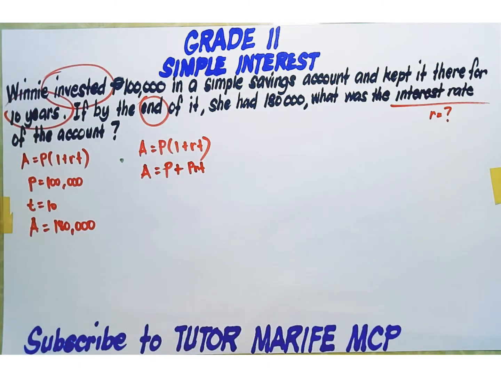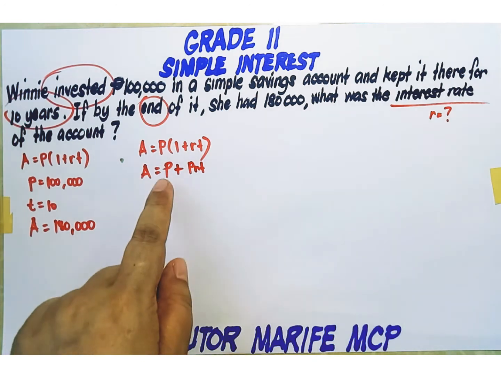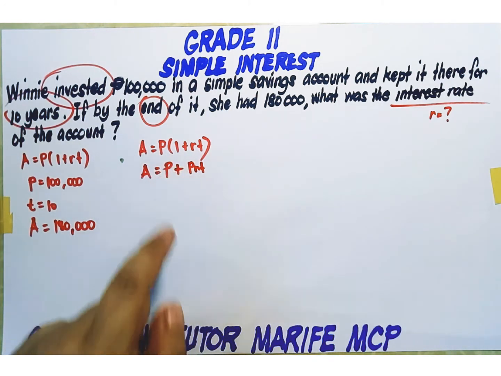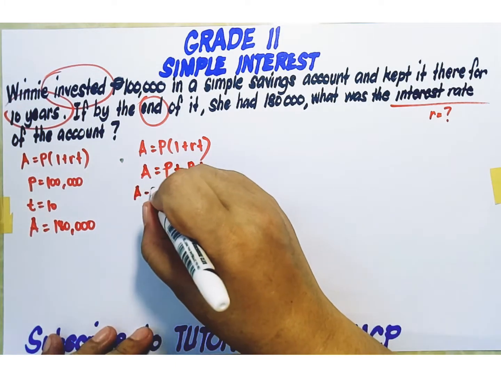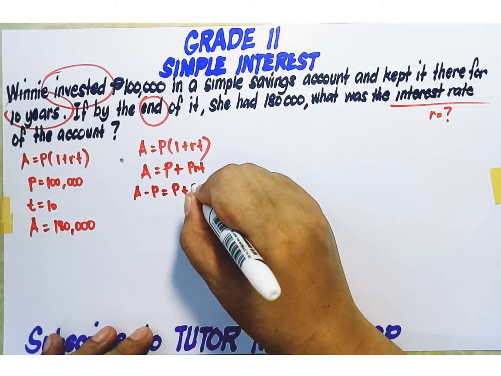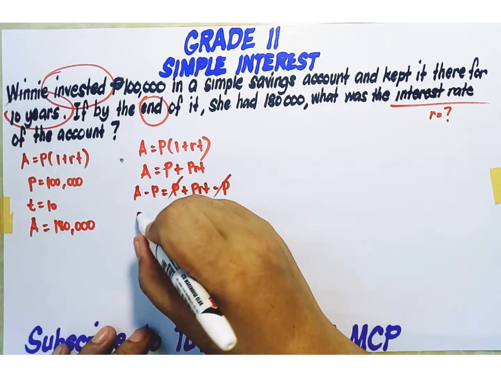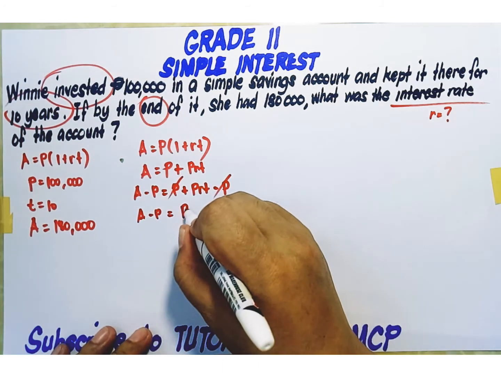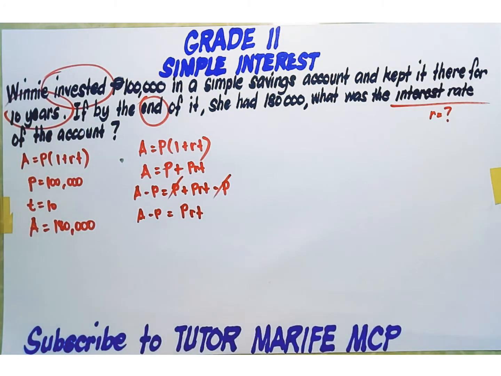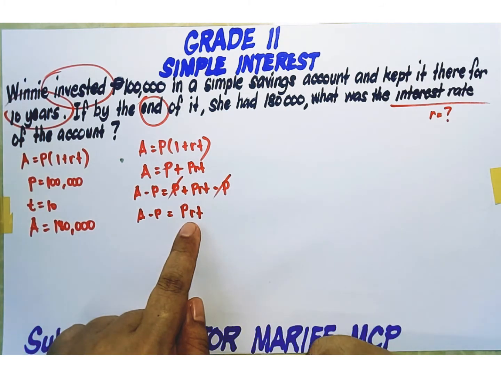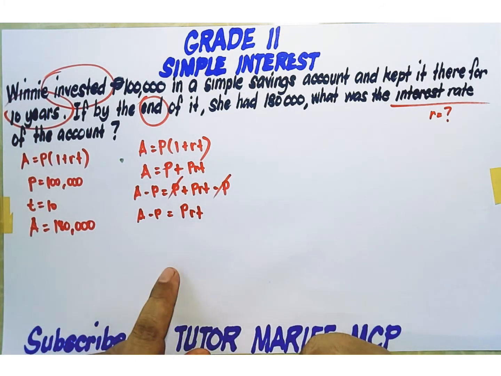Next step, use subtraction property of equality to remove plus P from the right side. Left side minus P, right side minus P. Cancel out opposite terms. Left side becomes A minus P, right side becomes PRT. We are trying to isolate the unknown R. So our goal is to eliminate the coefficients of R, which are P and T.